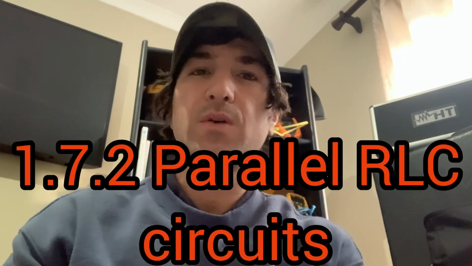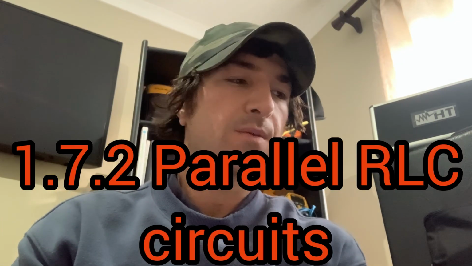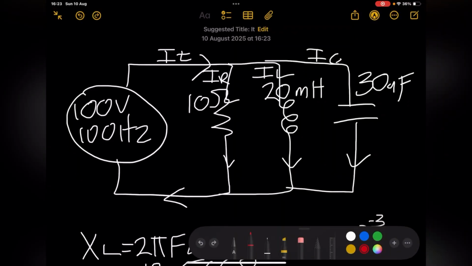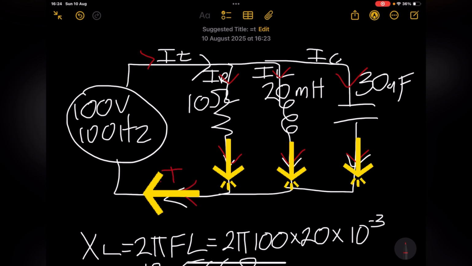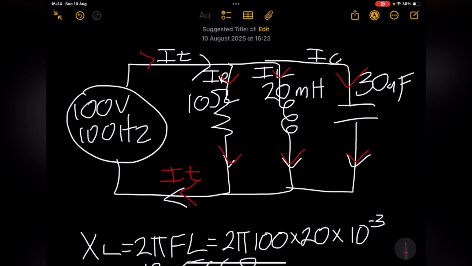Today is episode 1.7.2, which is Parallel RLC circuits. So welcome back to 1.7.2 Parallel RLC circuits. Over here we have a 100 volt, 100 hertz AC sinusoidal supply. Over here we'll see the total current flow into the resistor, into the inductor, and into the capacitor. And we'll see it flow out if we had to clamp it, and it would flow back into the IT. This would also obviously be IT, right?